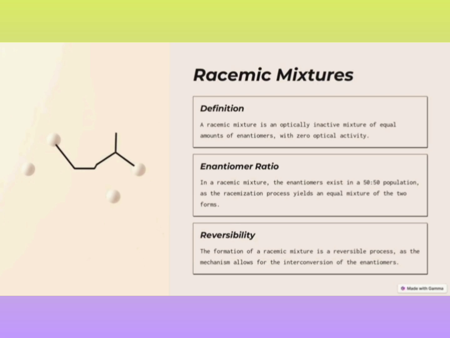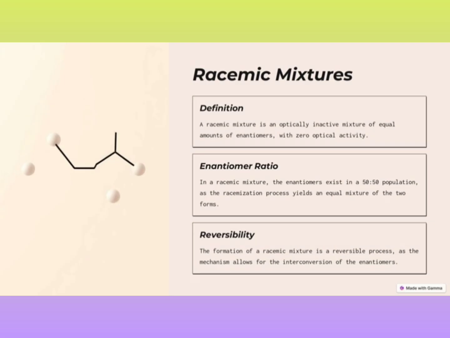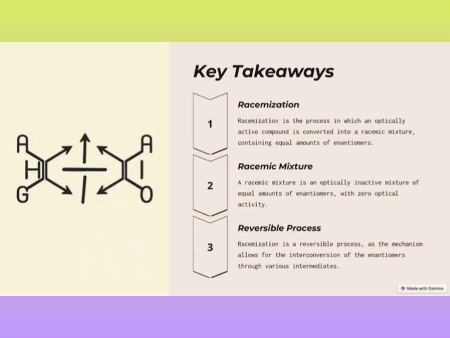And how do we monitor this racemization? It is generally monitored by observing the gradual zeroing of the optical rotation. Carbon-13 NMR spectroscopy also gives a good probe for monitoring epimerization of both optically active and inactive stereoisomers. The rate of racemization depends on the molecule and also factors like pH, temperature, etc. In the case of a racemic mixture, as we have already seen, they contain equal amounts of enantiomers. That is, the enantiomers exist in 50:50 population, and it is a reversible process.